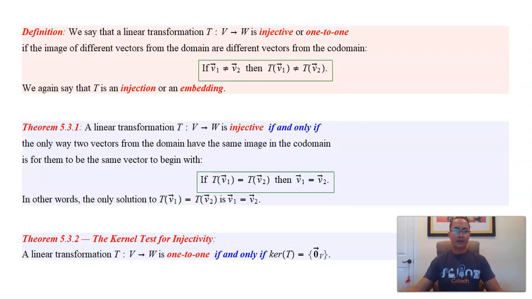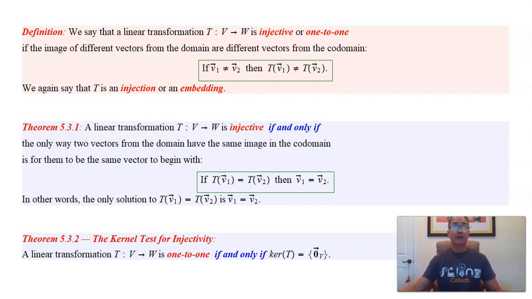Okay, so let's get the definitions and the theorems out of the way. And we're going to look at a very comprehensive example at the end. So, the definition for an injective or one-to-one function is exactly the same as in chapter 3. We say that the transformation is injective or one-to-one if the images of different vectors from the domain are different vectors from the codomain. In other words, if V1 is different from V2, then T of V1 is also different from T of V2. So that's also called an injection or an embedding.